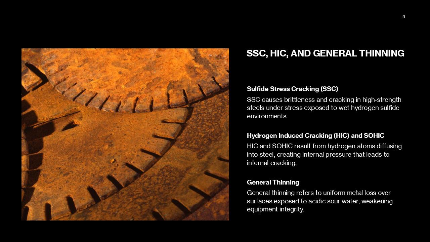Sulfide stress cracking, SSC, occurs when high-strength steels under stress become brittle and crack in the presence of wet H2S. Hydrogen-induced cracking, HIC, and stress-oriented hydrogen-induced cracking, SOHIC, result from hydrogen atoms diffusing into steel, forming molecular hydrogen in voids and creating internal pressure that leads to cracking. General thinning is another common effect, where metal loss occurs uniformly across surfaces exposed to acidic sour water. These mechanisms compromise equipment integrity and can propagate rapidly if not detected early. Understanding these failure modes is critical for implementing effective inspection and maintenance strategies.